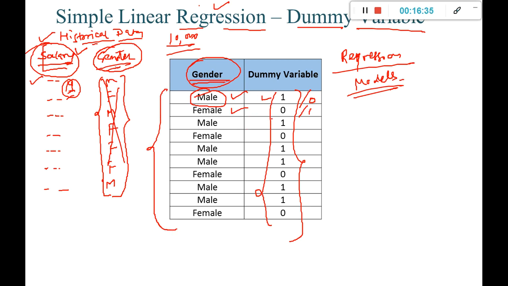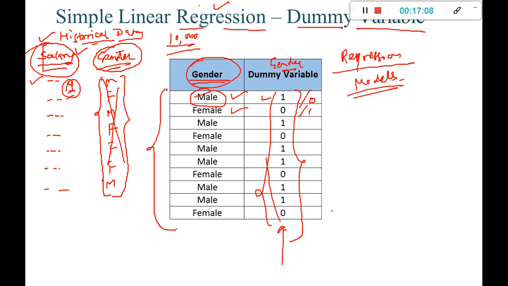Now once you convert these into zeros and ones, you may call it the gender dummy variable. You can give any name you want. But the thing is that while writing a regression model, the values, whether it is for X or Y, have to be in numerical format. And that is why we create dummy variables.